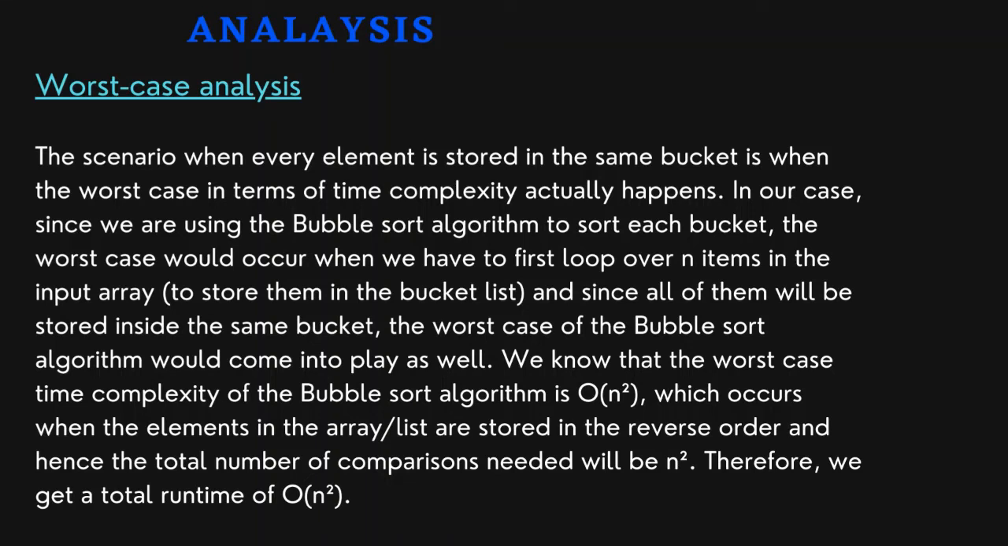We know the worst case time complexity of the bubble sort algorithm is O of n square, which occurs when the elements in the array or list are stored in reverse order, and hence the total number of comparisons needed will be n square. Therefore, we will get a total runtime of O of n square. In this way, worst case analysis will be done.